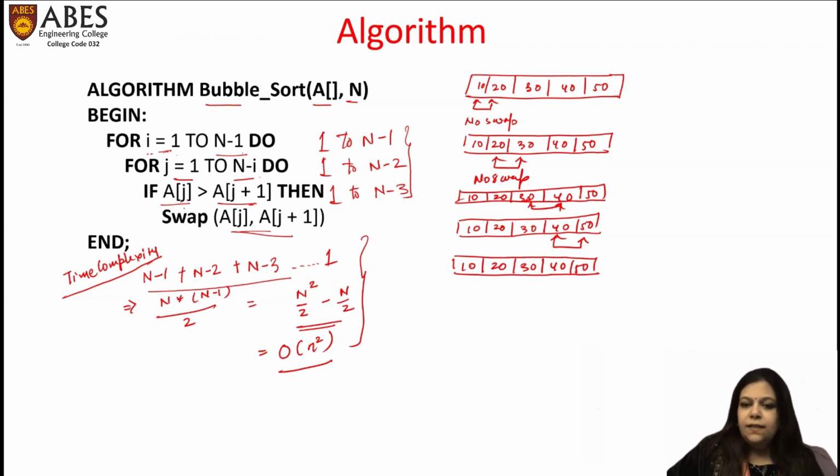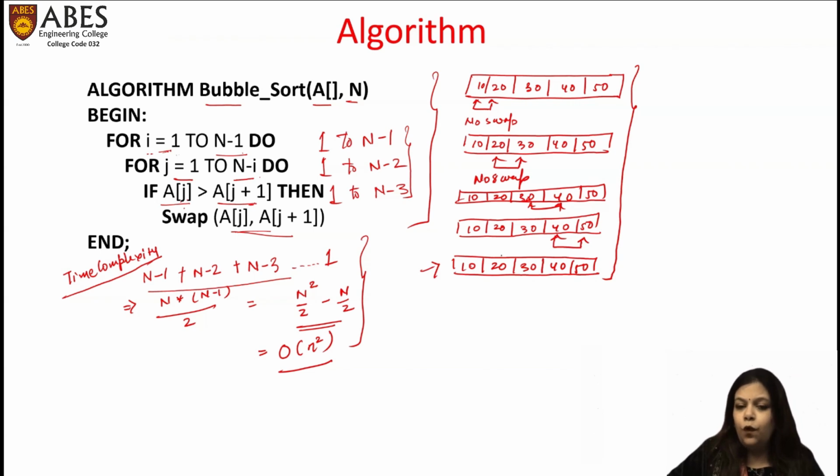So in this way, we can say that if in any of the iterations there is no swapping done, then there's no need of further checking in the next iterations, right? So how can we optimize this algorithm so that if in one iteration the array is already sorted, then there is no need to move on to the further iterations?